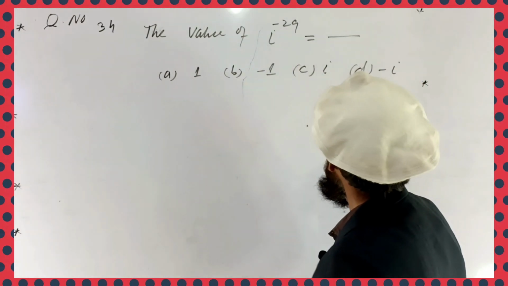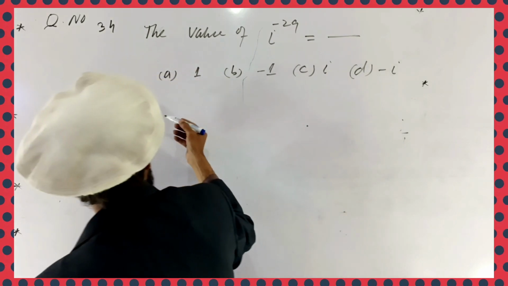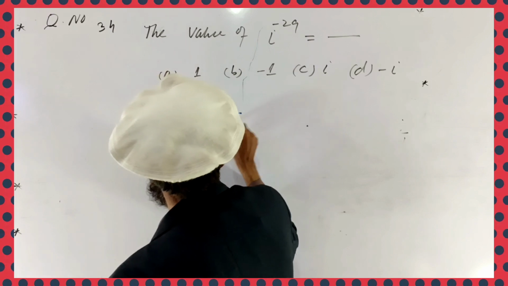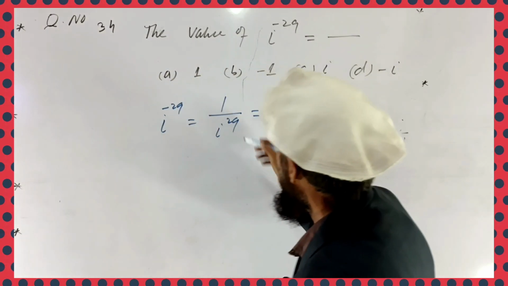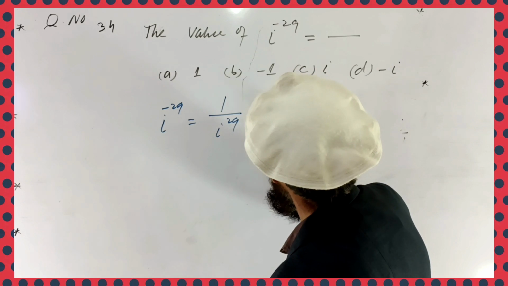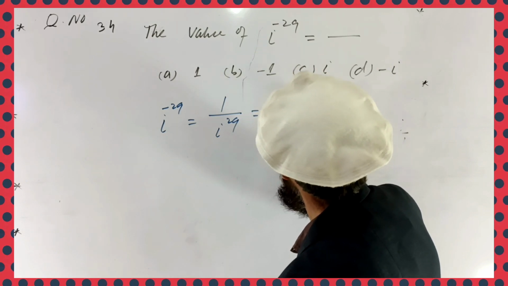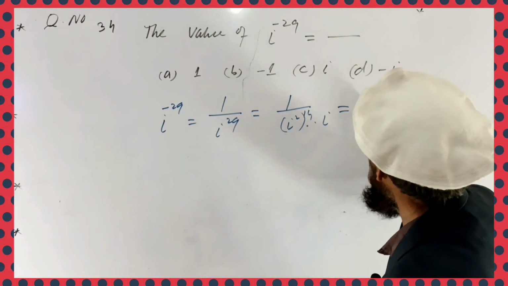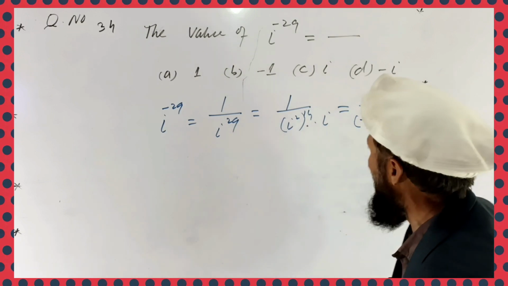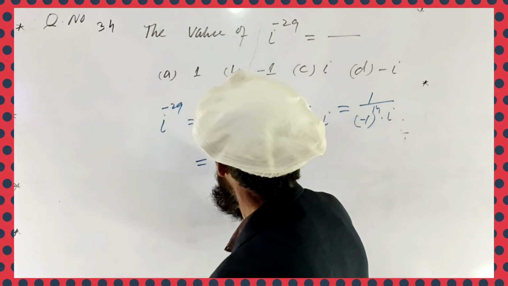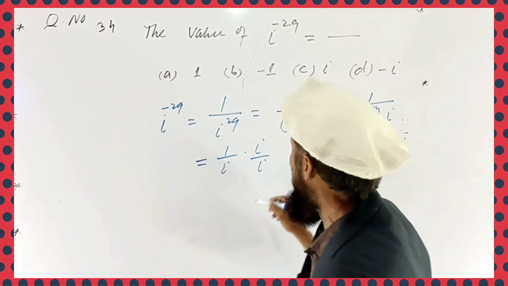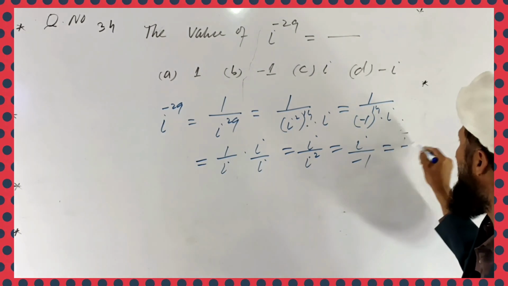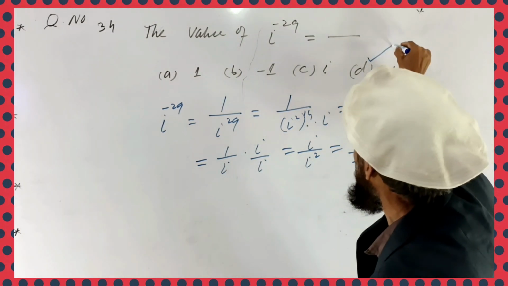And here we get minus iota, because look here, we simplify iota to the power minus 29. We can write 1 over iota to the power 29. So negative power changes into reciprocal, 1 divided by, we can write iota square into 14, we get 28, into iota, so we get 29. 1 divided by minus 1 to the power 14, the power is an even number, we will get positive 1 divided by iota. Iota into iota multiply, so iota square, iota into minus 1 is equal to minus iota. Correct answer is minus iota.